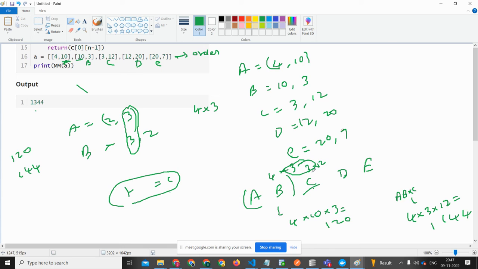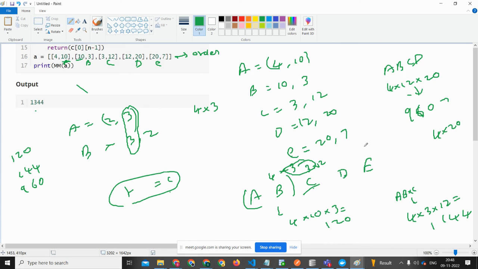Because D is 12 by 20. So the number of computations we'll again have to do is 4 into 12, which is the common row and column, into 20. So 4 into 12 is 48, into 20, 960. And this will give us the output of ABC times matrix D, which is 4 into 20. So on the extreme left, we have the number of computations up till now.